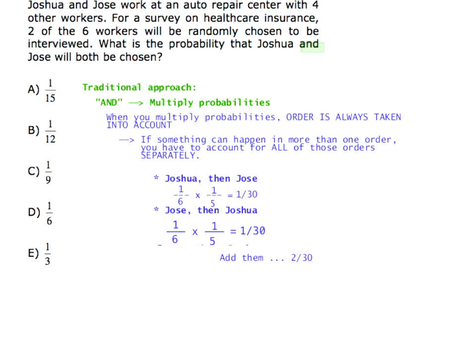Okay, how about this problem? Give that a shot.